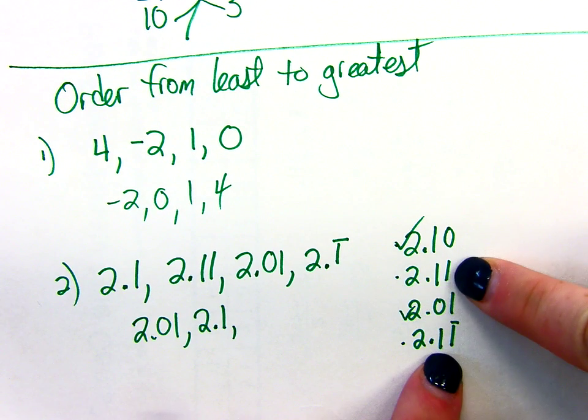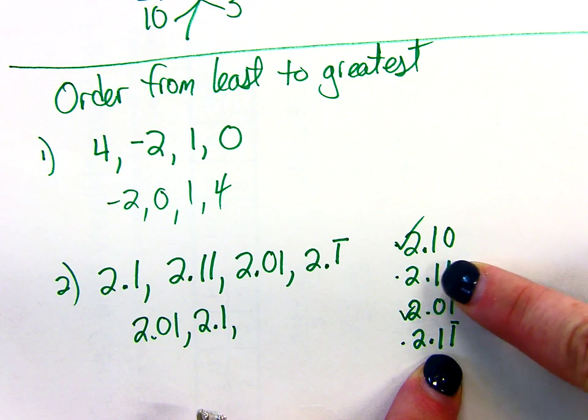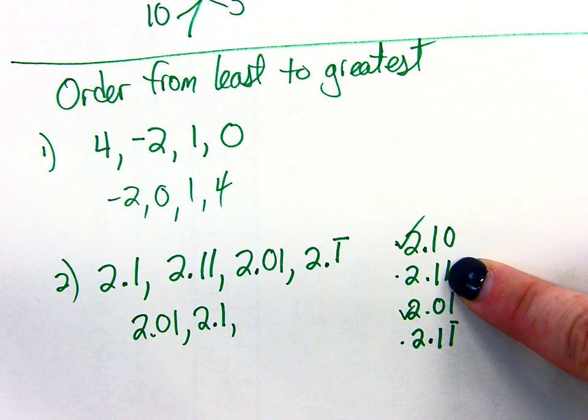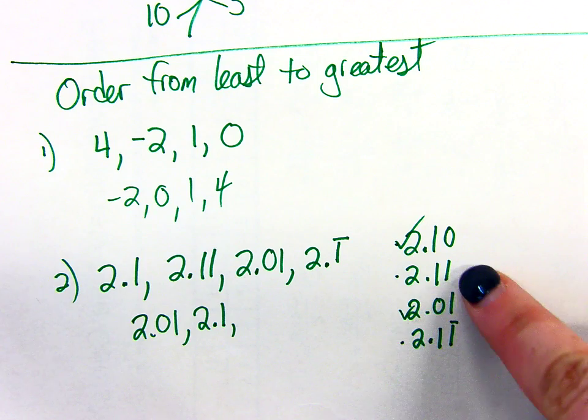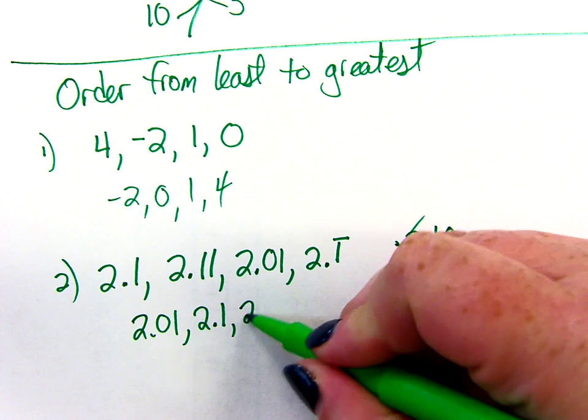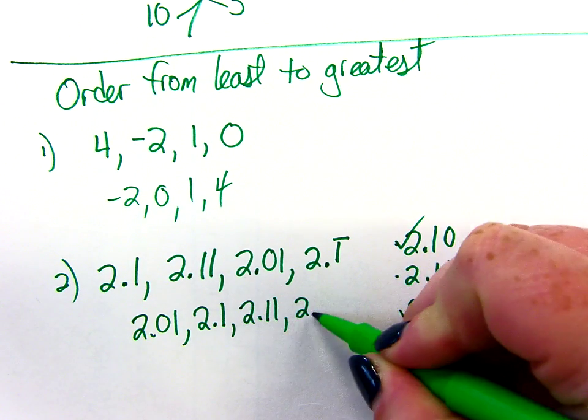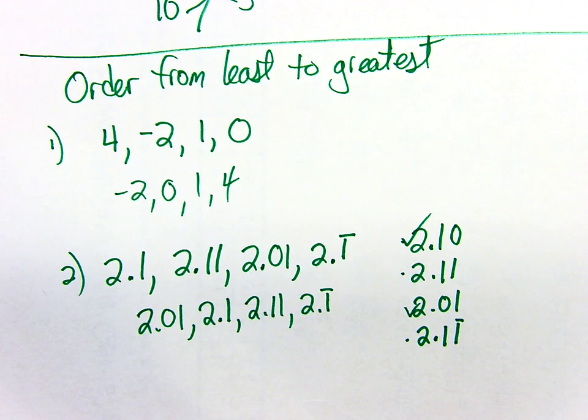Now, out of these 2, 2.11 and 2.1 repeating, which one's smaller out of those 2? 2.11. Yes, that's $2.11. This is $2.11, but the ones keep going, so that's a little bit more than that. So the next one will be 2.11. And then last would be 2.1 repeating. Okay.